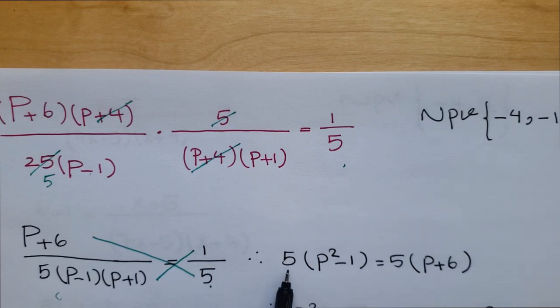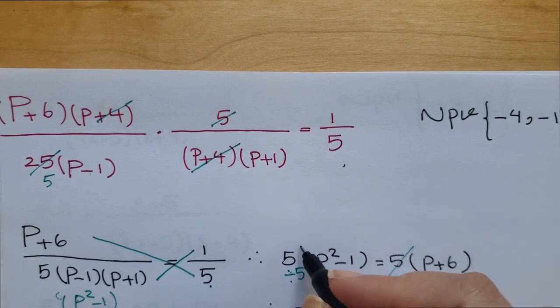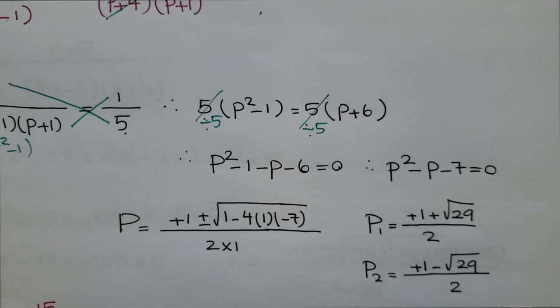I end up with 5 times p plus 6 equals 5 times p minus 1 multiplied by p plus 1. As you can remember, this is one of those identity, difference of squares, p squared minus 1. From here, I can divide both sides by 5, to get rid of the 5, to cancel out the 5.